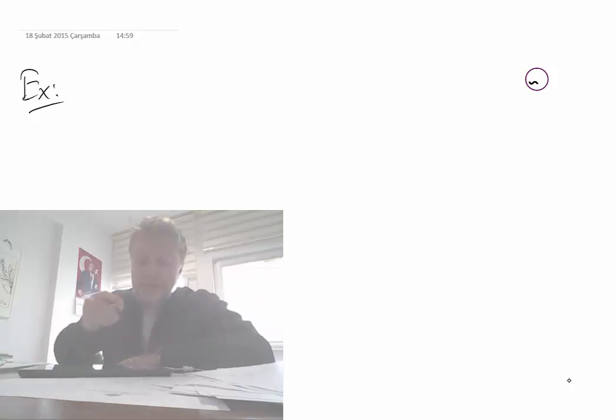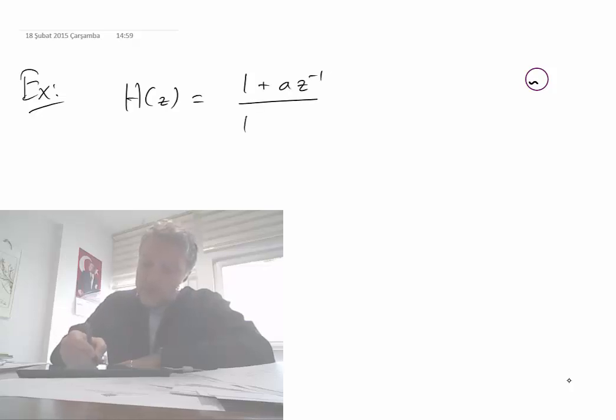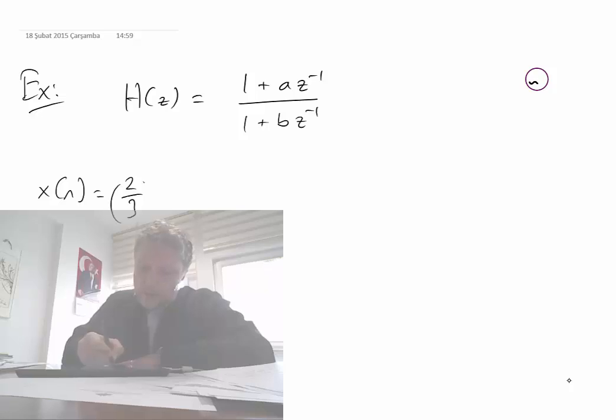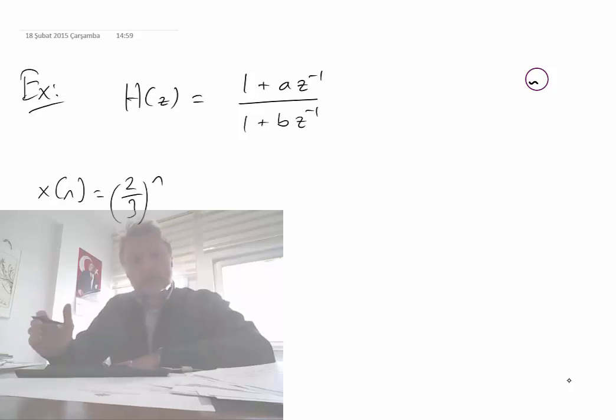In the first question, there was a system h of z, which many of the students could find accurately. Let's call it, I don't know, 1 plus a z inverse over 1 plus b z inverse. Some system like this. It could be anything, just a function of z, in other words. That's h of z, the z transform of the linear and time invariant system. And in part C of it, the question was as follows: if x of n is equal to 2 over 3 to the power n, then what is the output? As simple as that.